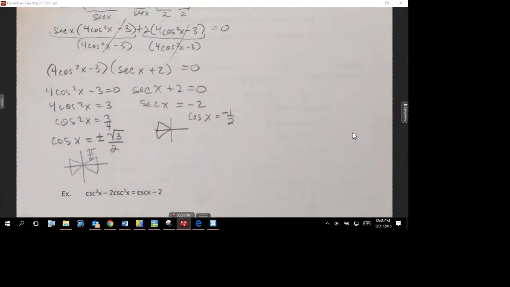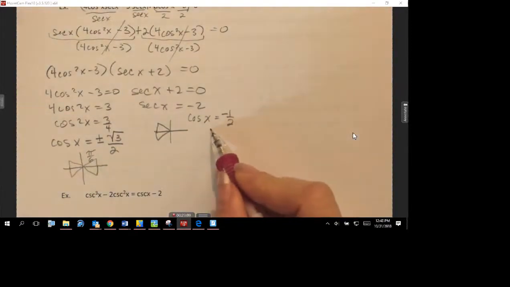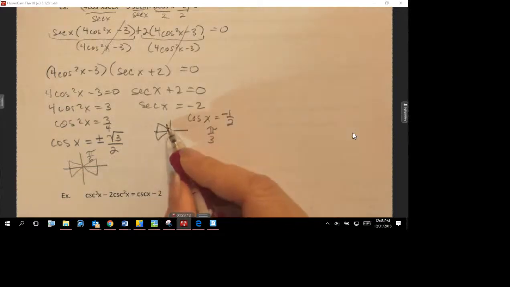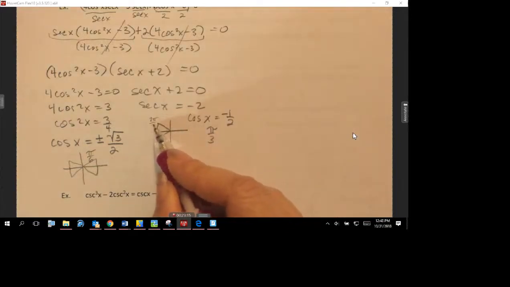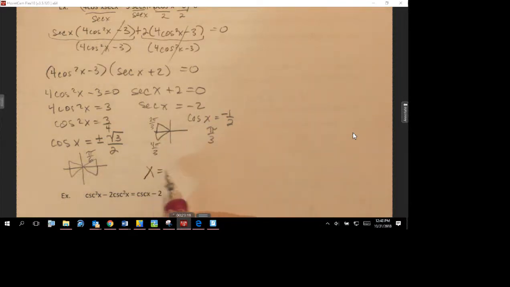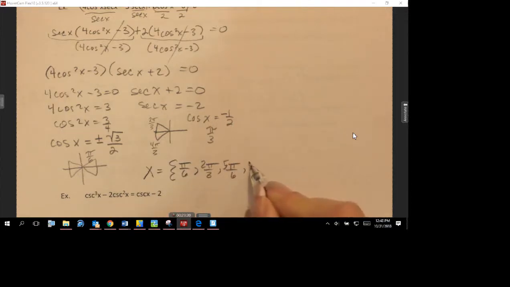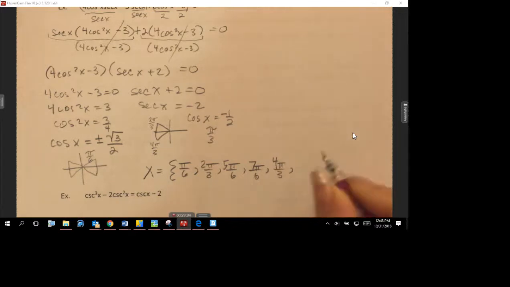They're going to be at the pi over 3s, but in the second quadrant, it's 2 pi over 3, and then we've got 4 pi over 3. So we're going to put these in order: pi over 6, 2 pi over 3, 5 pi over 6, 7 pi over 6, 4 pi over 3, and 11 pi over 6.